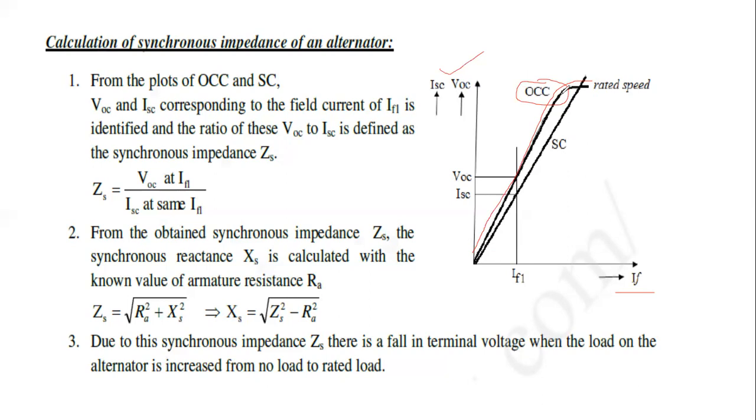How do we conduct the SC test? We short circuit the terminals and then increase the excitation until the ammeter reads the rated current. After reaching the rated current, we note down the readings of field current versus short circuit current. After noting down the field current and the short circuit current, we draw the SC characteristics, that is the short circuit characteristics. That is VOC, ISC and IF.